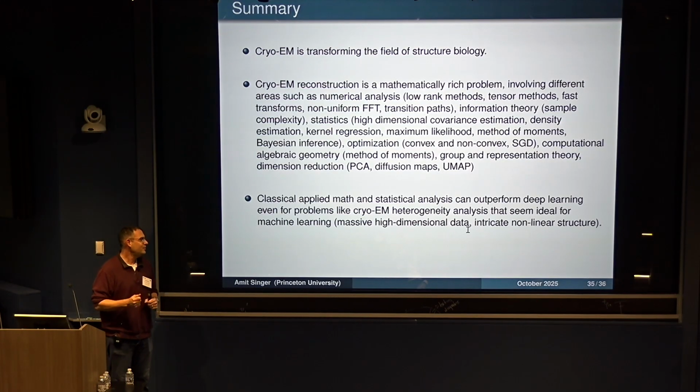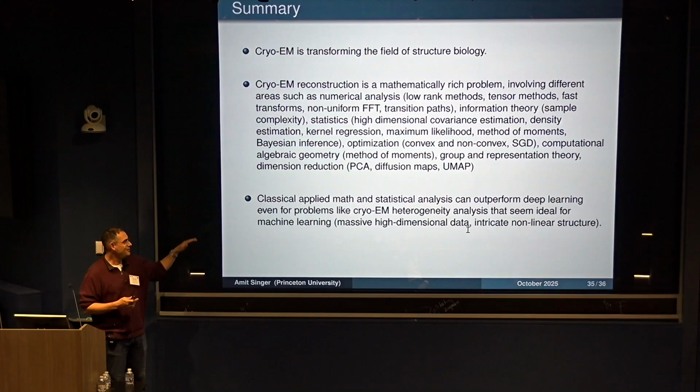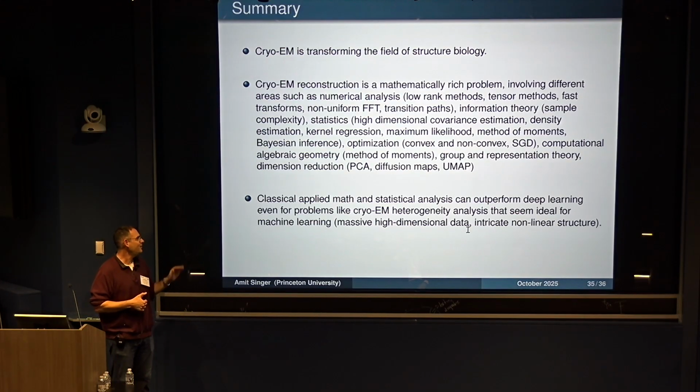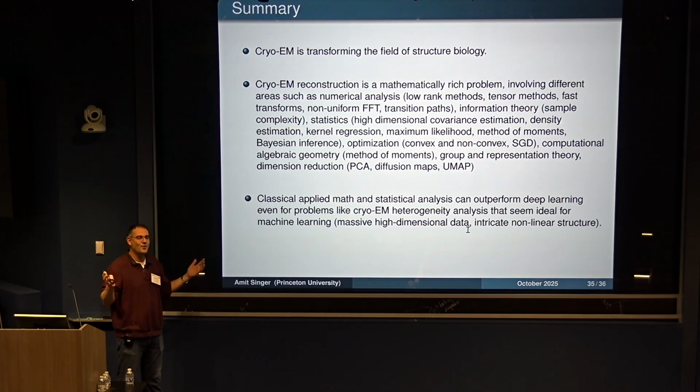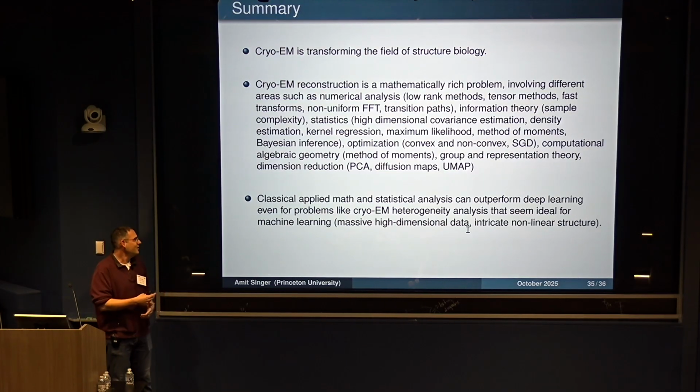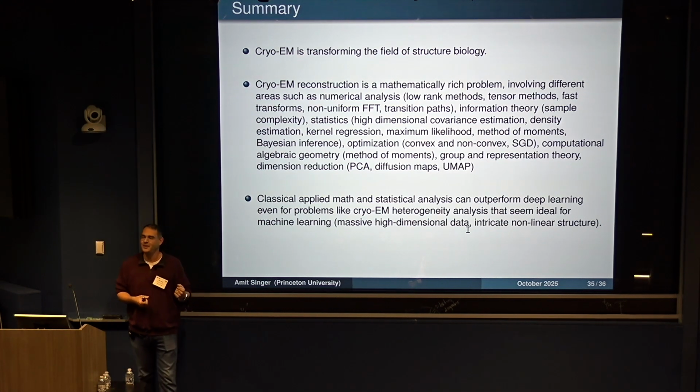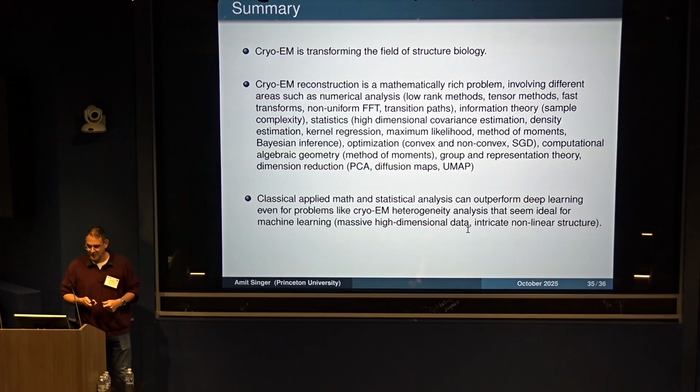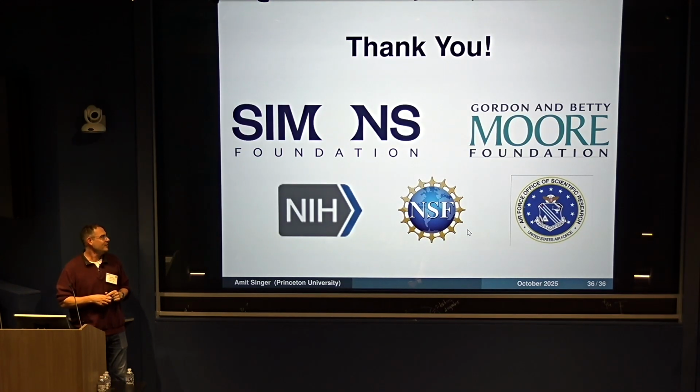But if you care more about your problem, especially in the sciences, I still think there is no replacement for very careful classical applied math and statistics. And even for a problem like cryo heterogeneity, that seems ideal, okay? It has all the hallmarks needed for machine learning. You have massive data sets, high-dimensional data, and intricate nonlinear structure, and yet we can do better with classical applied math and statistics.